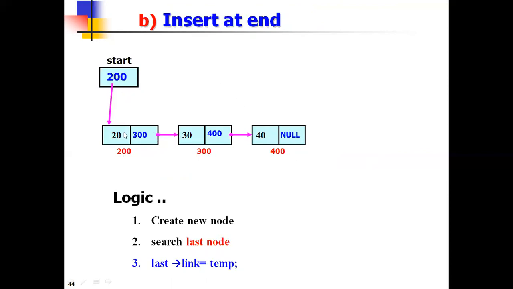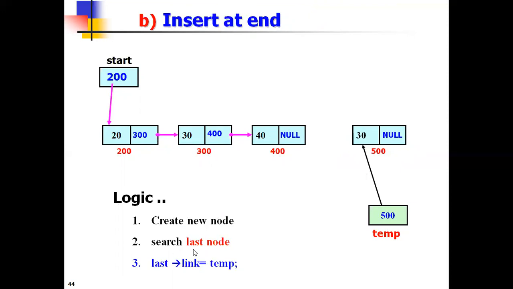That means start is pointing to the first node whose address is 200. So logic says first create a new node. So you will create a new node in the heap. Suppose the new node is constructed at the address 500. So temp will be the pointer pointing to that node. The pointer name can be anything, it's your choice.